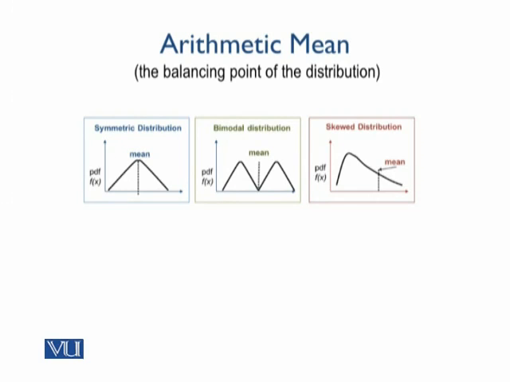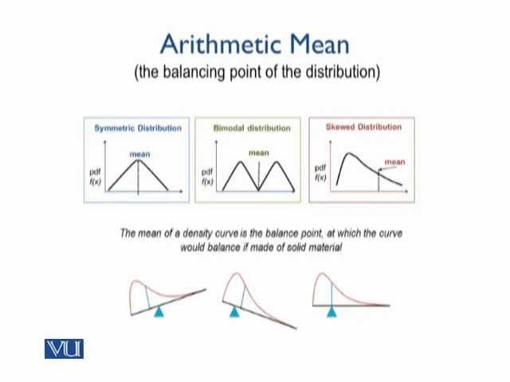Also, the arithmetic mean has a physical analogy. If you imagine the distribution to be created of some solid material, the mean would be the point at which this solid body would balance out. So now let me give you some examples, hopefully some interesting examples, which will make the points clear and memorable on when you should not be using the arithmetic mean.